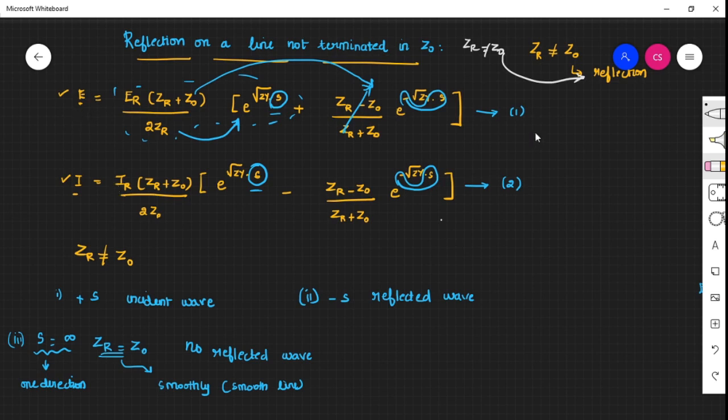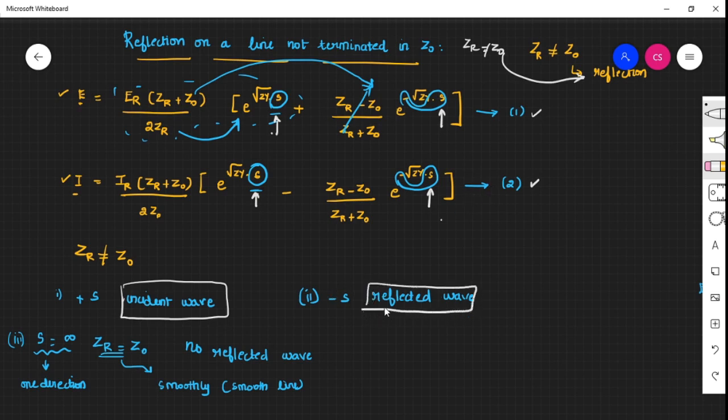From the general solution, we have the two equations, equation 1 and equation 2, for current and voltage of a transmission line. When you observe these two equations, we can see that there are two components present. We have a plus S component over here and we have a minus S component over here. Once again, in the current equation, we have a plus S component and a minus S component. The plus S component in the equations for current and voltage represents the incident wave, and the minus S component in the general equation represents the reflected wave.